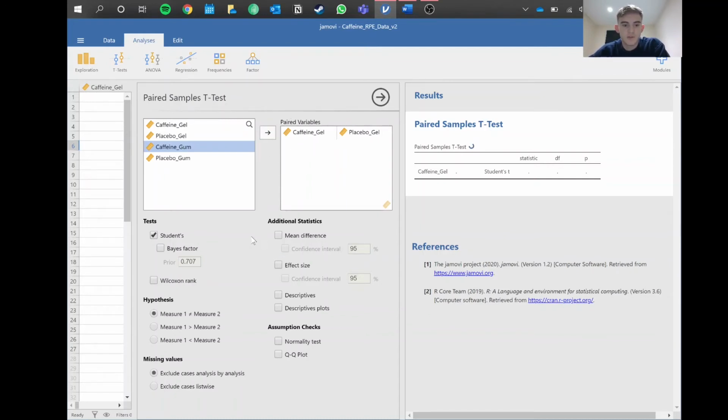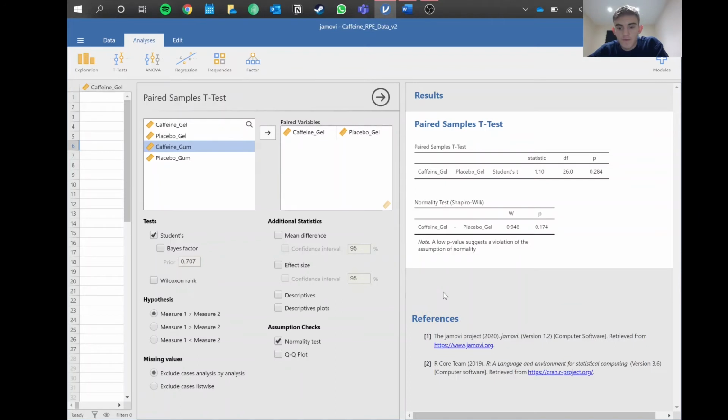So in this case, we're doing gel. As you can see here, for a dependent t-test, we don't need to worry about homogeneity. We just need to worry about normality. Okay, so we've got it here.